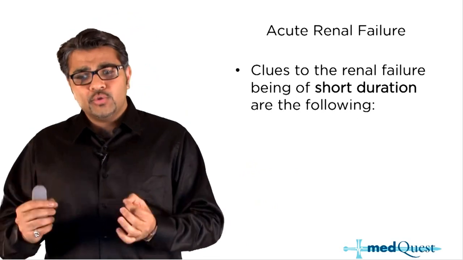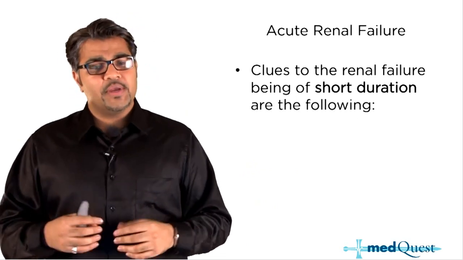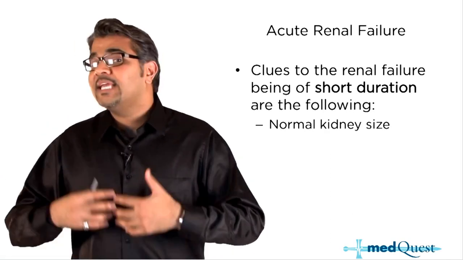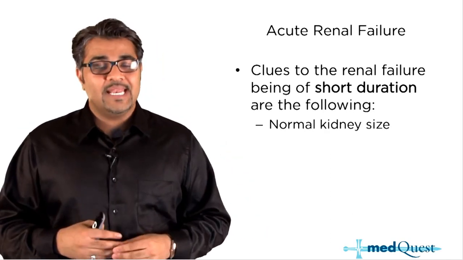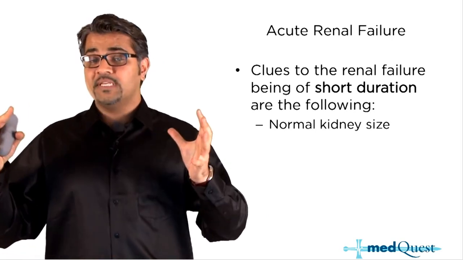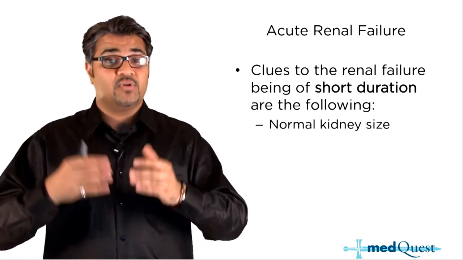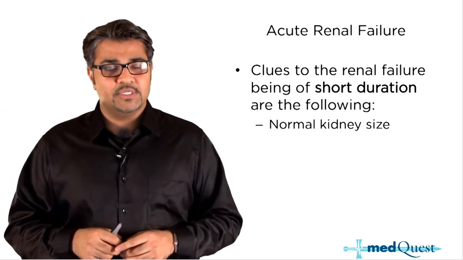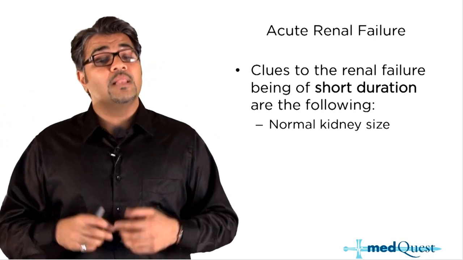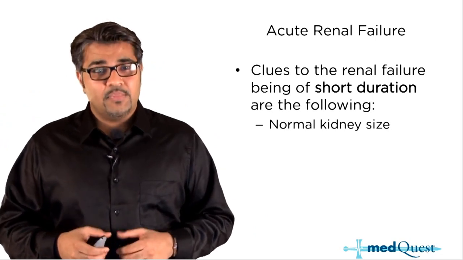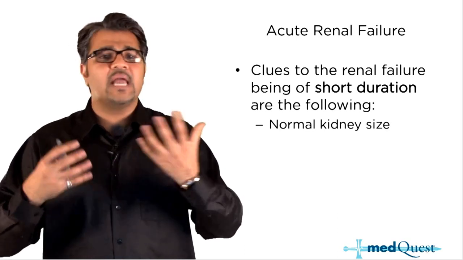Now, clues to tell you that renal failure is going on and that it's of short duration are the following. Number one, that the kidneys are normal in size. It has to be acute because long-term renal problems will cause either large kidneys from, say, for example, protein deposition. Ooh, what disease causes protein deposition in the kidneys? Well, a lot of them can, most specifically amyloidosis. But in an acute process, the kidneys don't have time to get bigger.